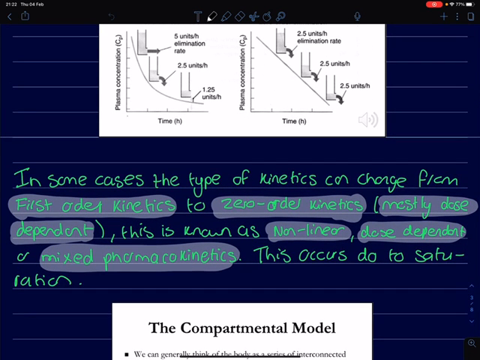Okay, and also in some cases, the first order elimination can change to a zero order elimination. This is normally in high doses where there's high saturation. And then when something like this occurs where first order elimination goes to zero order elimination, you call it nonlinear or dose dependent or mixed pharmacokinetics.